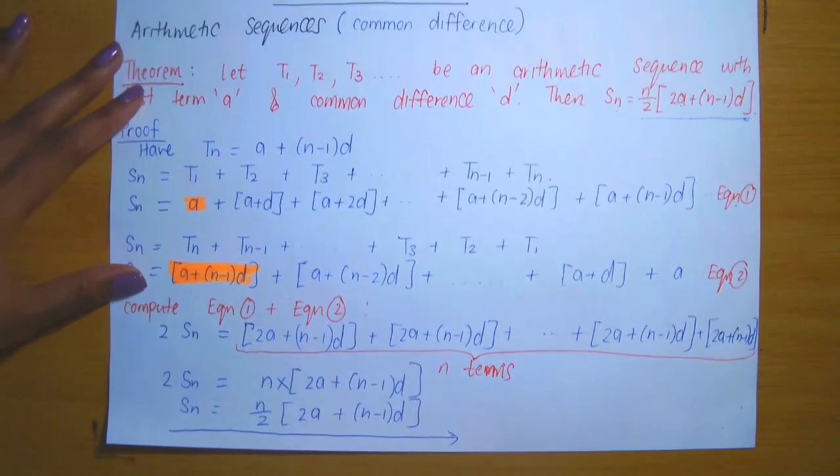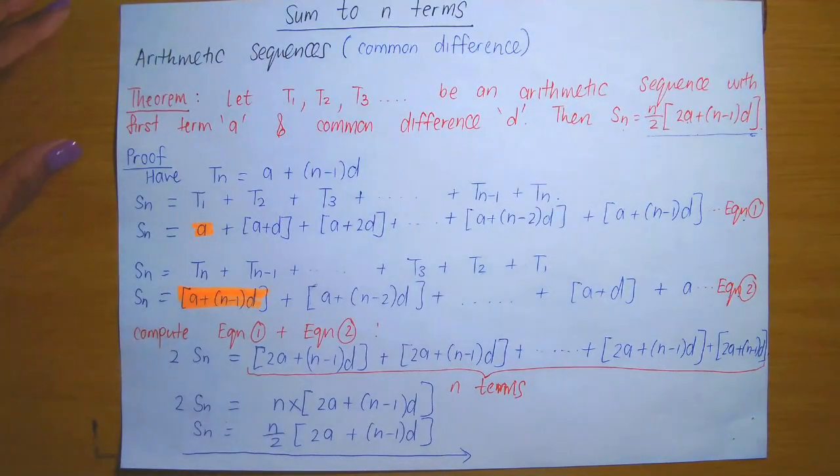Right, so that is dealing with the sum to n terms for arithmetic sequences. Let's now discuss the sum to n terms for geometric sequences.